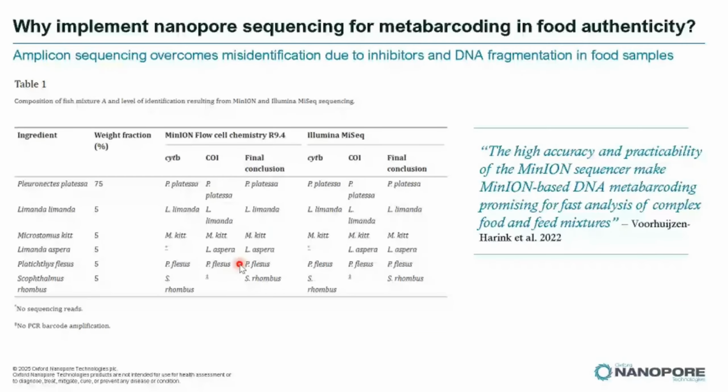So here is showing the reason why we implement sequencing for metabarcoding in food authenticity. The method overcomes misidentification due to inhibitors present in the sample as well as the condition of the DNA, which is highly degraded. So the accuracy and practicality of nanopore sequencing makes metabarcoding promising for fast analysis of complex food and feed mixtures.